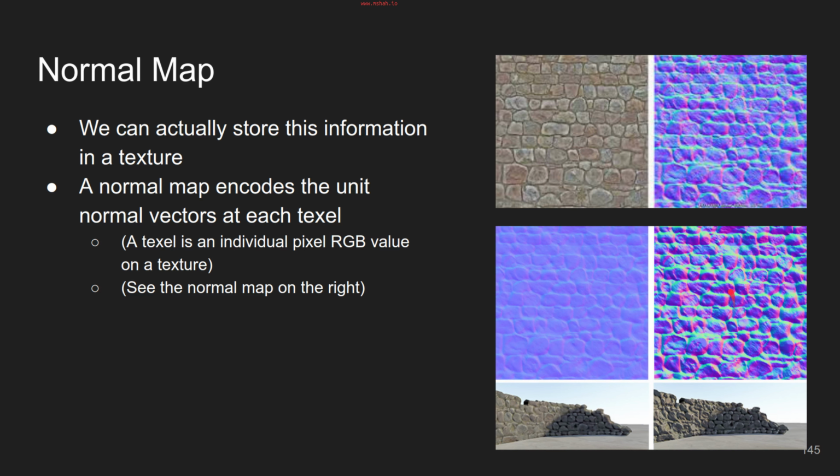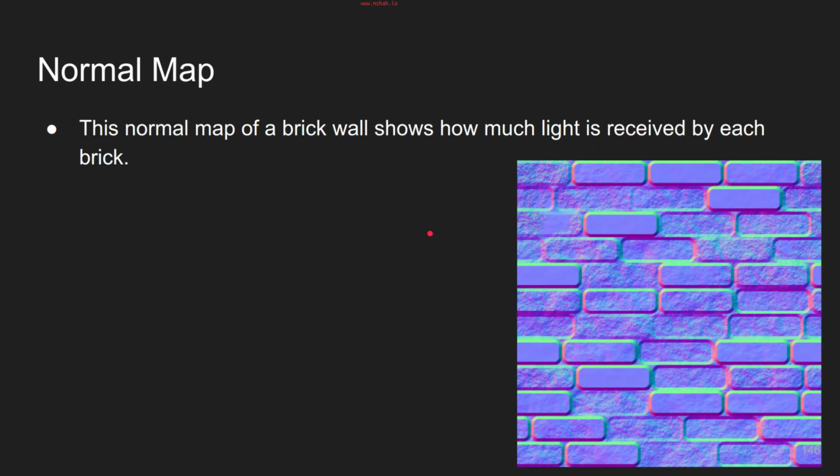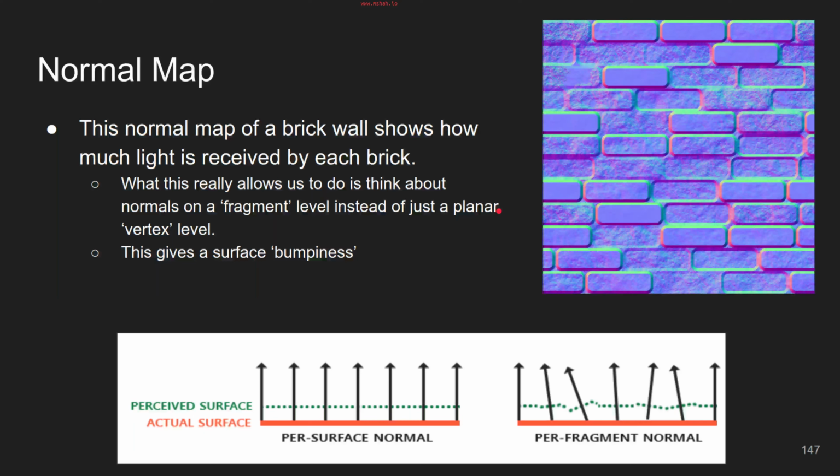We can see how, depending on the quality of the normal map or how exaggerated these features are, we can get more bumpiness in our object by changing how light reflects on it. So it's going to have more shadows or more light depending on the geometry of the surface, and it makes a much higher quality image. Here's a normal map again of a brick wall, showing how much light is received by each brick based off of where that vector is.